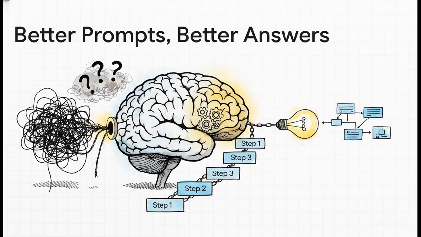And this is so important. How you ask the AI a question matters a lot. This whole skill is called prompt engineering. And one of the most powerful tricks is called chain of thought, where you literally just ask the model to think step by step. By forcing it to write out its reasoning, you dramatically improve its accuracy on really complex problems.